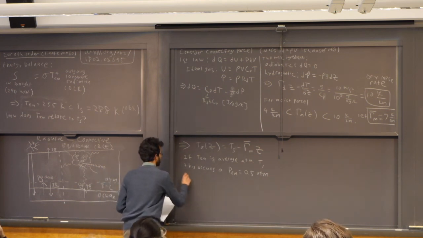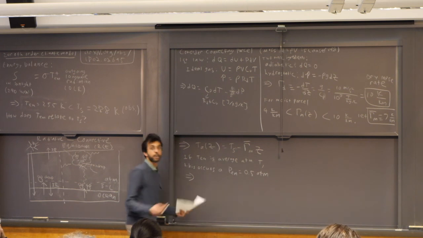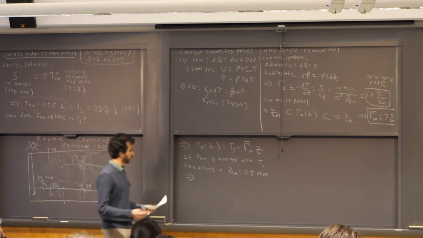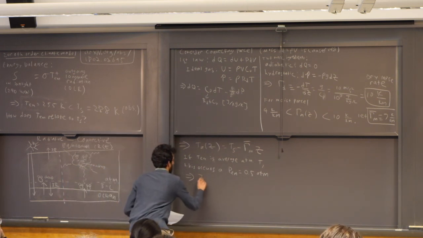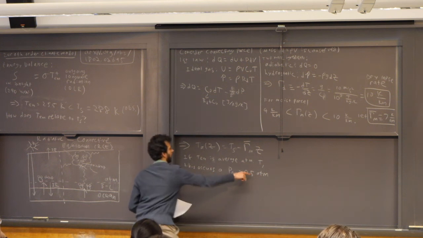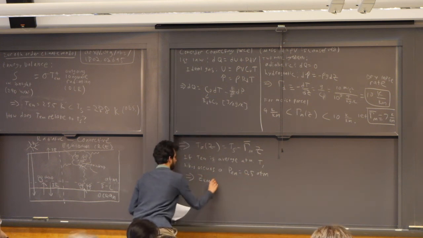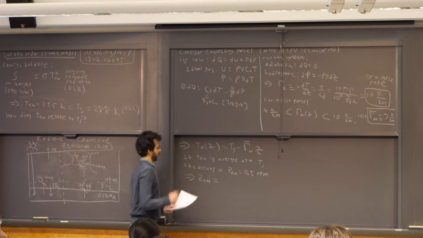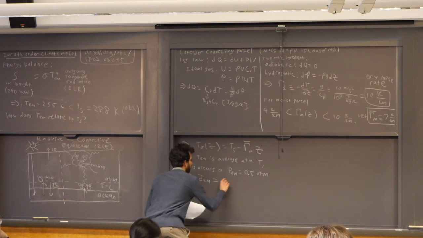So there's a quick calculation you can do. I'll skip it here. It just involves hydrostatic balance. It's simple. It's in the notes. What you find is that the height at about 1/2 an atmosphere is about 5 kilometers.